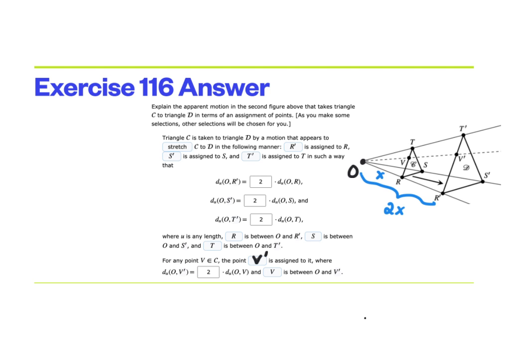And for any point V on C, and you can see I've drawn this point there, the point V prime is assigned to it where the distance between O and V prime is 2 times the distance between O and V, and V is between O and V prime. And we'll look at a mapping like this later on. This is actually referred to as a magnification, but again, we will study those more in depth as we progress through this unit.